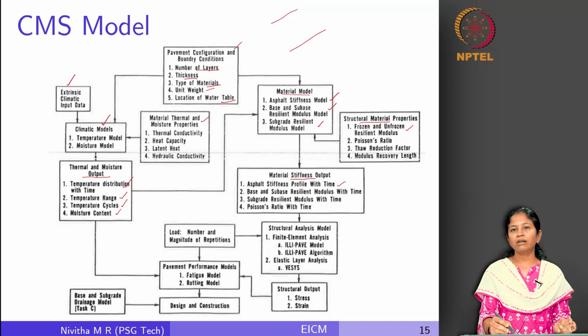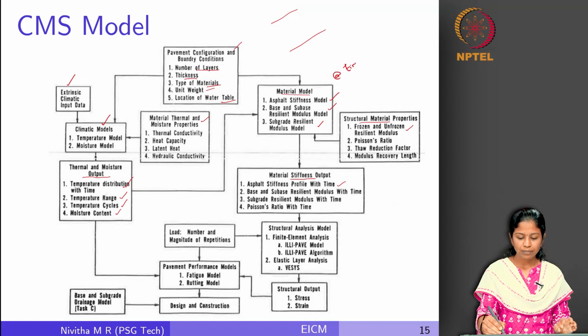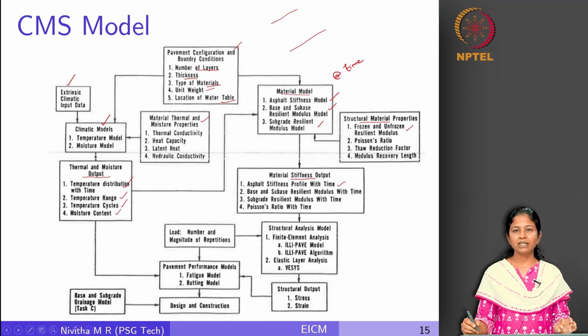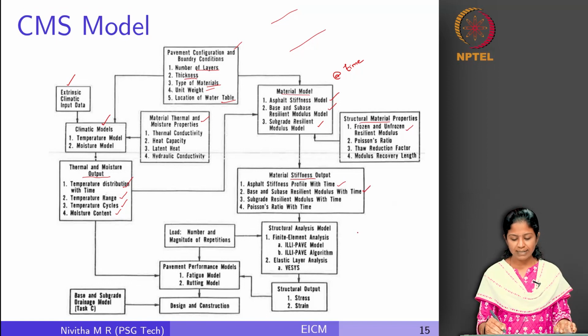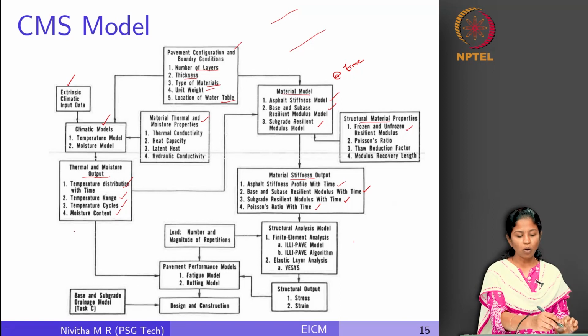You should remember that all these things will be computed at a given instance of time. At a given instance of time, what is the moisture, what is the temperature distribution, and how the stiffness varies. So, ultimately we will be able to get the stiffness profile with time, the subgrade, subbase and base resilient modulus variation with time, subgrade resilient modulus with time, Poisson's ratio with time. So, all of it we will be able to get. So, this is the whole thing up to here.